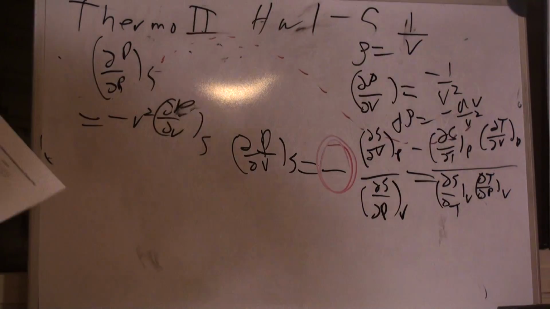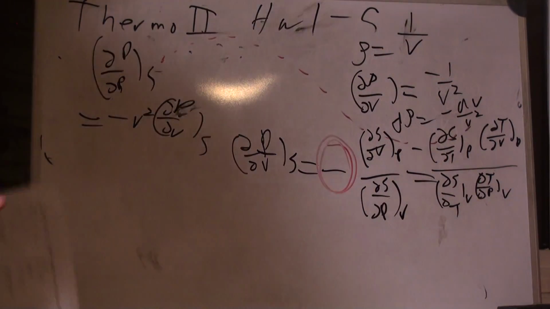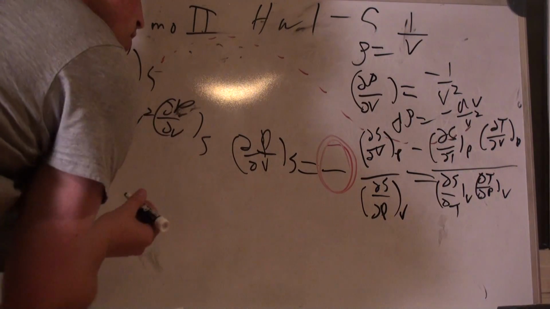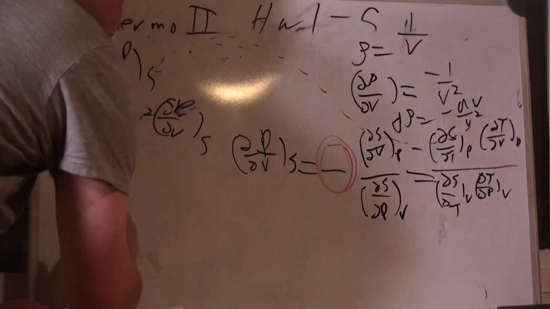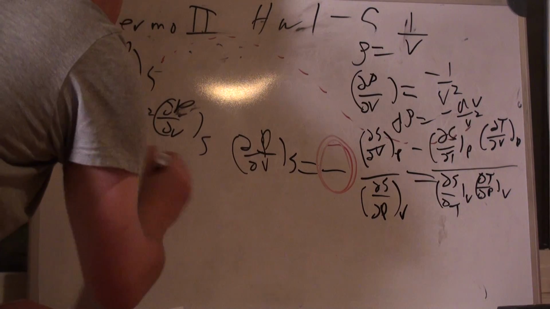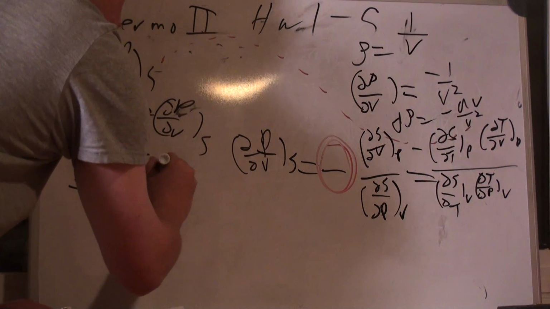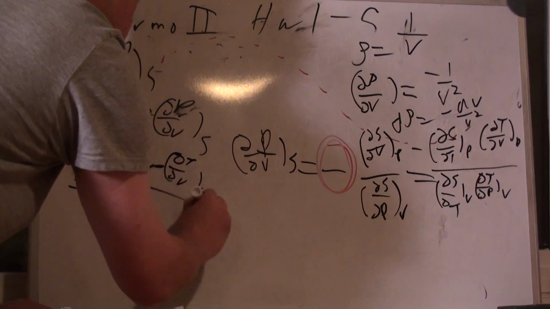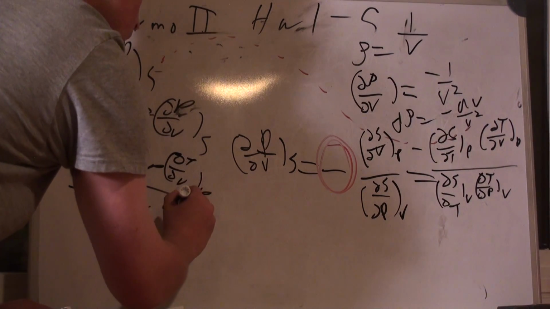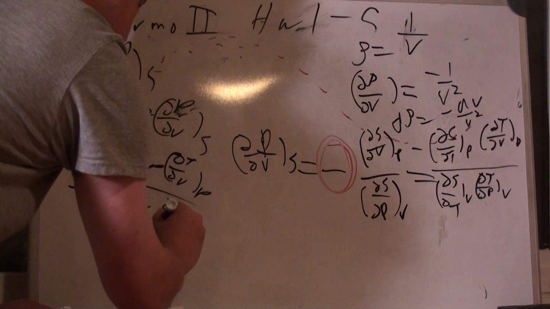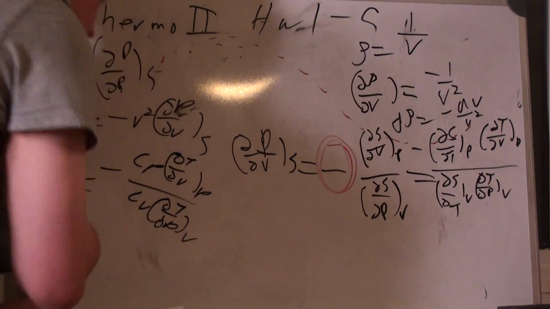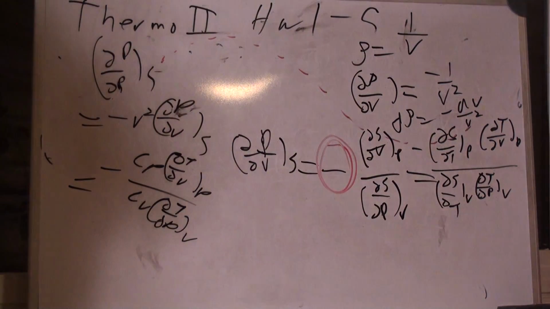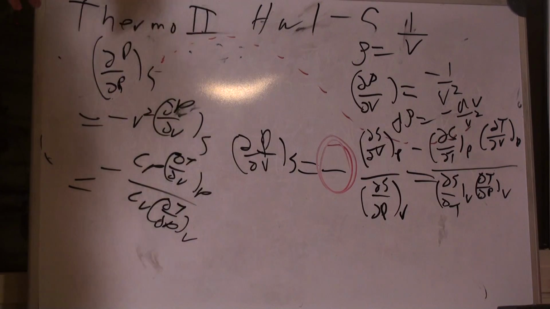And now I'm at the measurables point. So I can change these two measurables so that I can say that this part is equal to minus Cp dT/dV at constant P over Cv dT/dP at constant V. All right. Okay. And then I might as well combine it with my original thing.